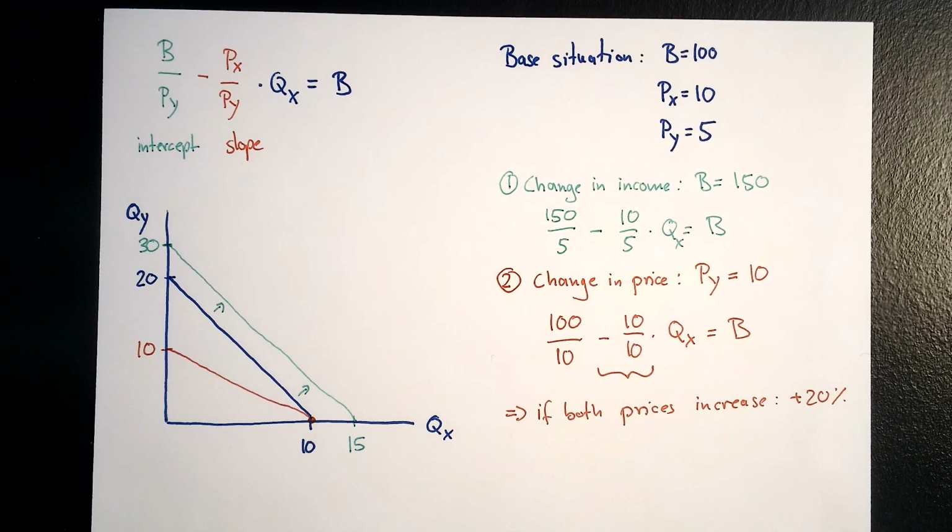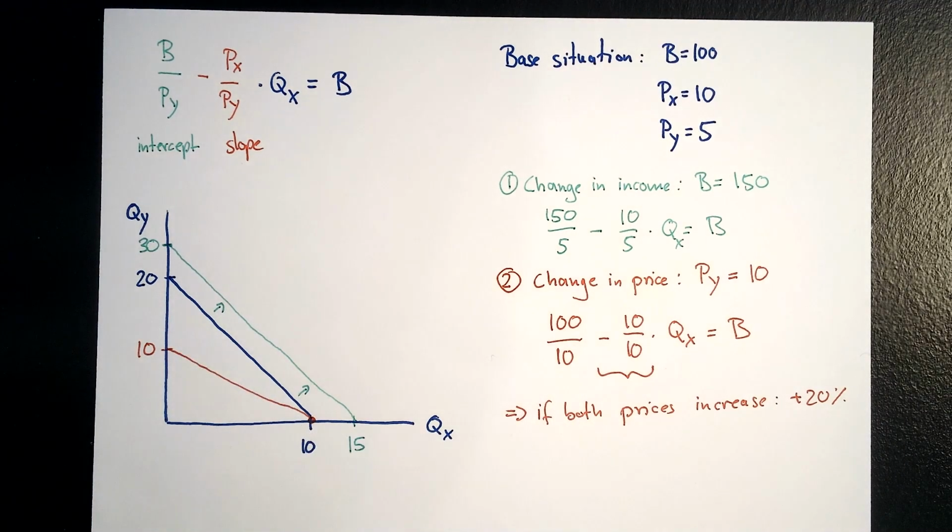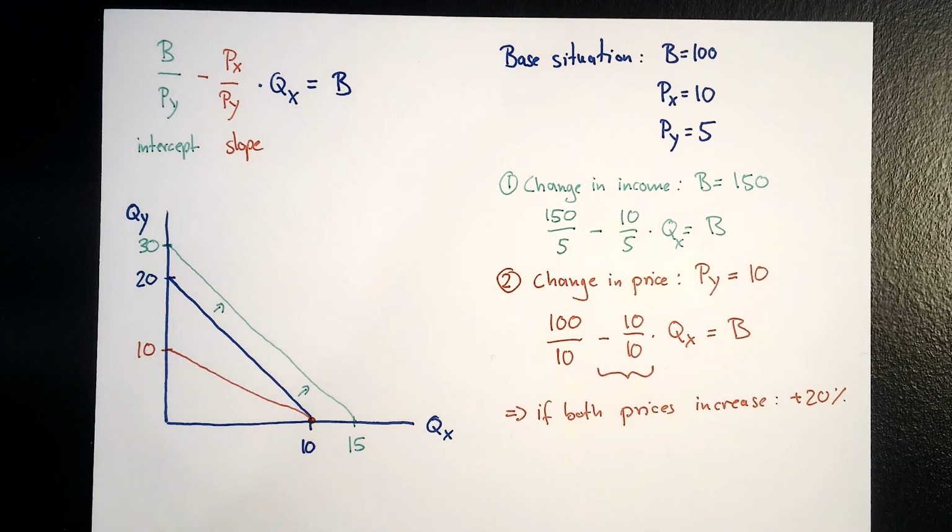Now note that this analysis of a straight line between two points is only valid if the prices do not change over the range of quantities that you purchase. So it is not going to be a straight line if you have, for example, discounts on quantities, in the sense that if you're purchasing more than 5 units, the remaining units are going to be cheaper. So you really have to be very careful of how you draw the budget constraint.